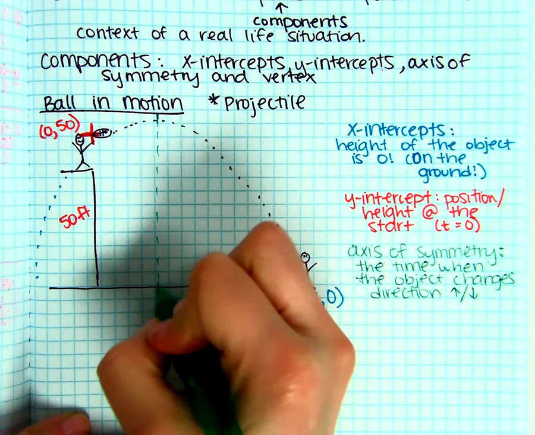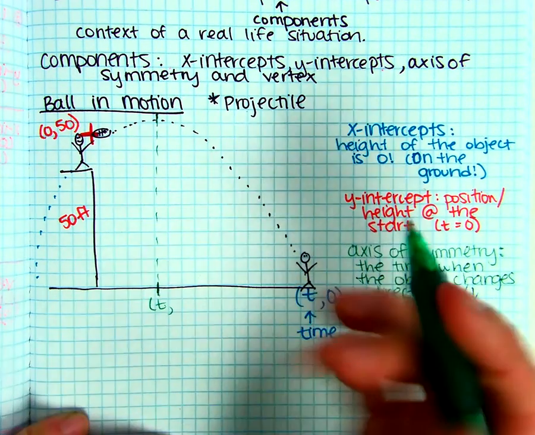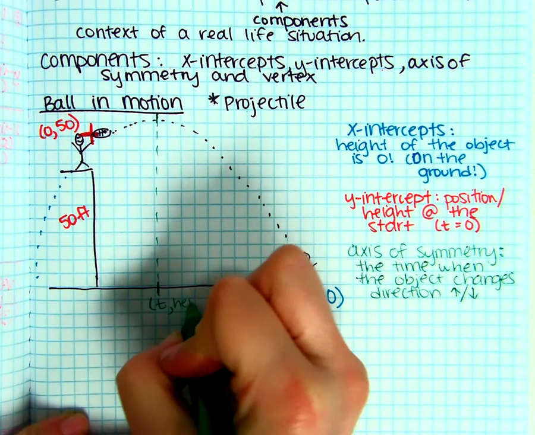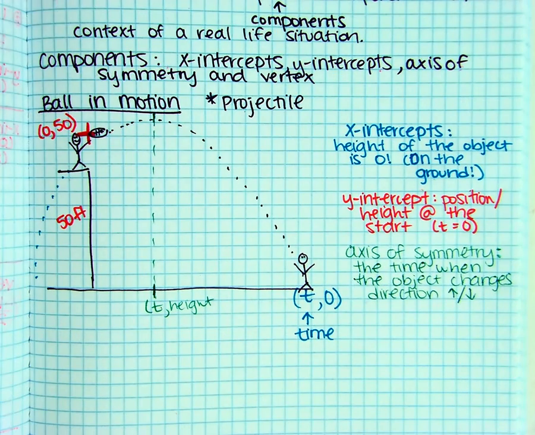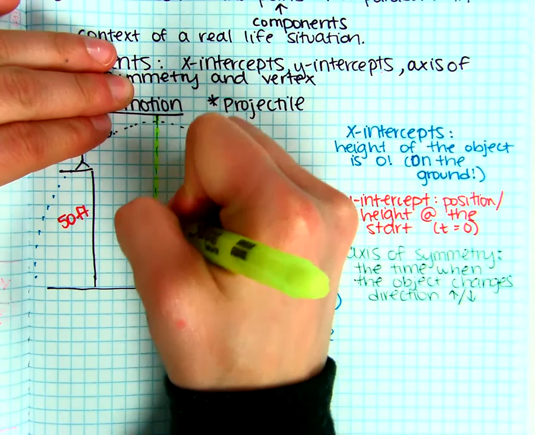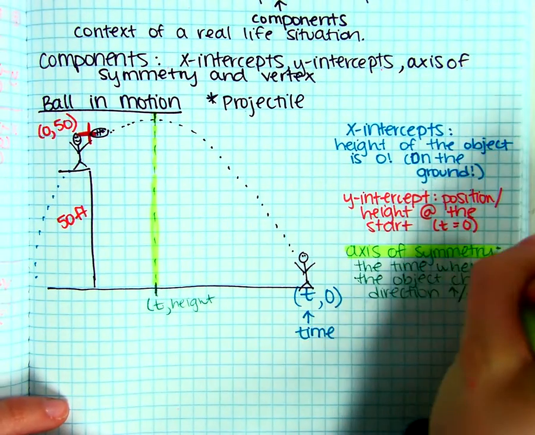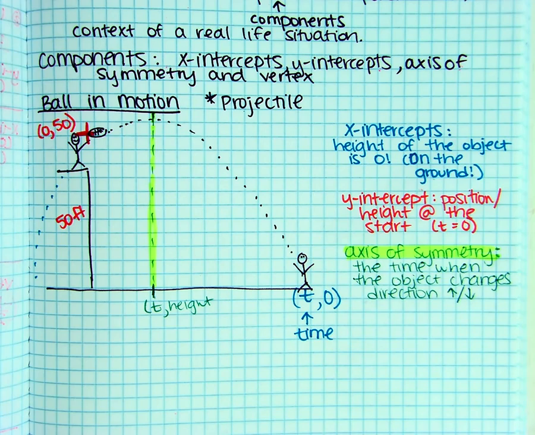So, again, this is going to be t, and then we don't know what the height is, but the height, that leads us to our next one. Okay, I'm going to highlight this axis of symmetry. Okay, so the axis of symmetry is the time when the object changes direction. So the axis of symmetry leads us to the last thing, which is our vertex.